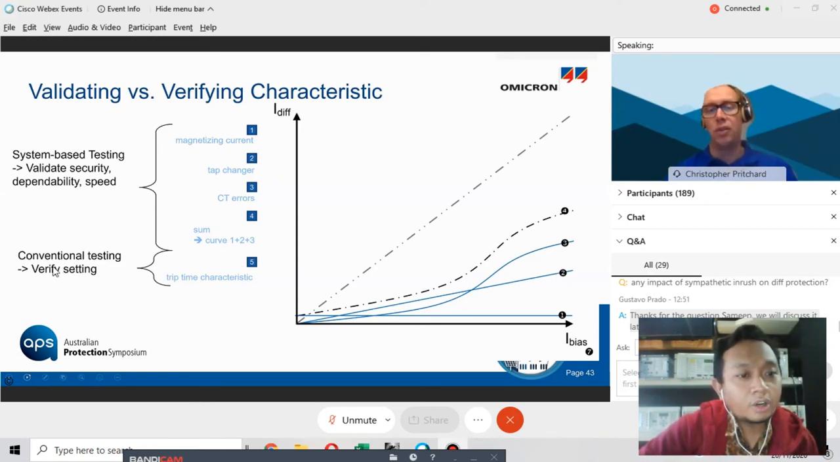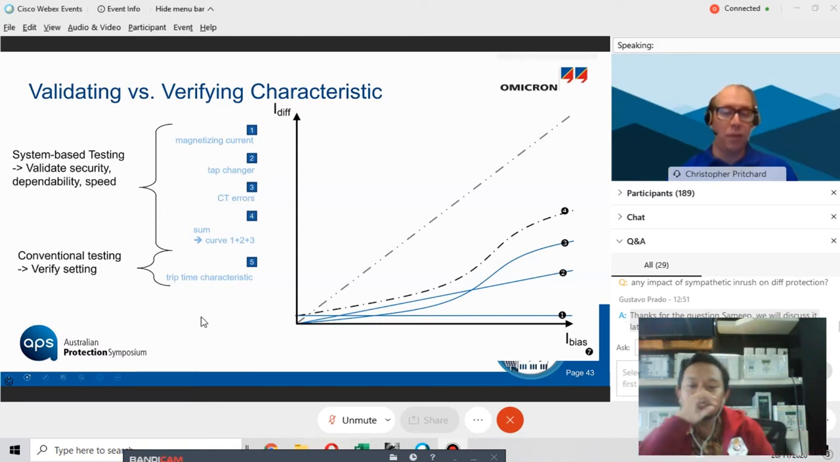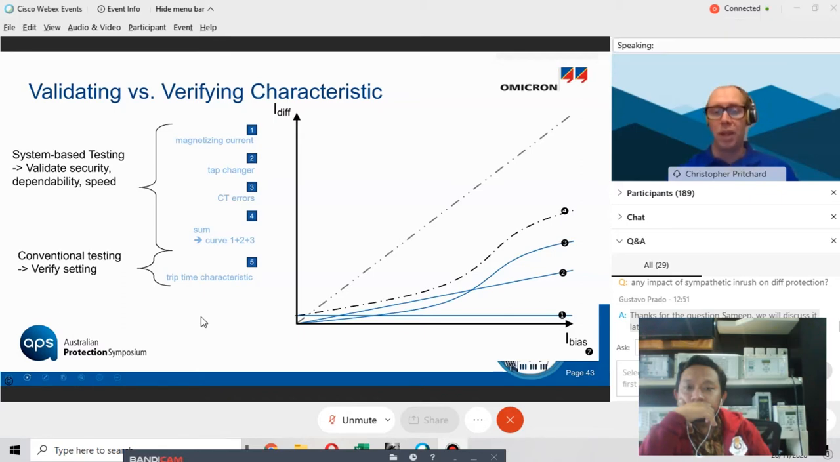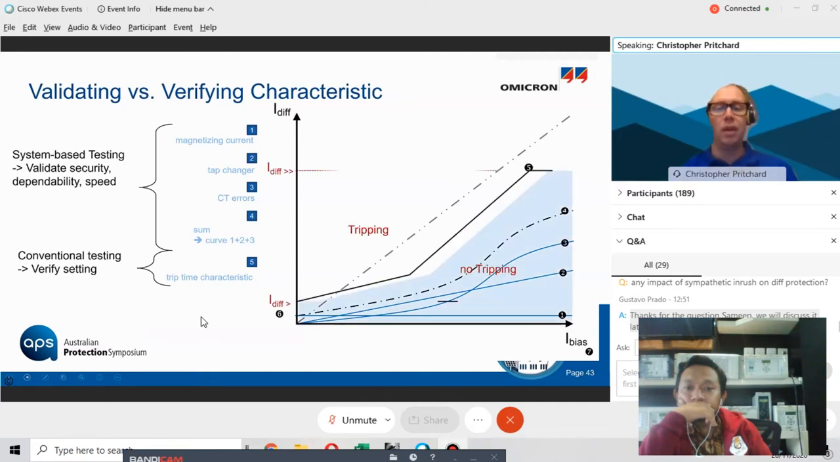Kalau hanya cara konvensional, ya cuma time trip dan karakteristik. Kalau yang lainnya, ini semuanya. It includes the tap changer that might be part of your protected system. It also includes the CT errors, which are nonlinear. And when you add all these currents up, you get this dashed line. And this is, at the end, the reason why we are shaping our differential curves the way they do. So we have these two kind of slopes for the different areas of bias current.